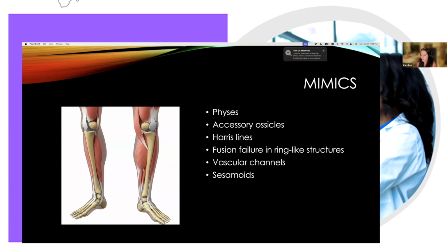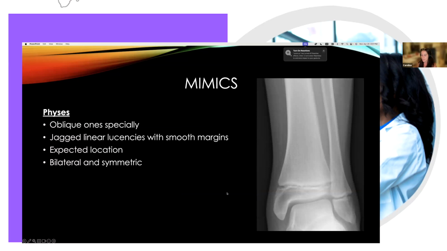Of course, when we're talking about mimics, we're mainly thinking about mimics of fractures. It's hard to mimic a dislocation. It's hard to mimic a tendinous injury, but fractures do tend to have some normal variants that can pose as them. So we could see physes, Harris lines, and some vascular channels, and we're going to go through some of them so that we are more familiar with them, and hopefully it will help us not to fall for this trick of nature.